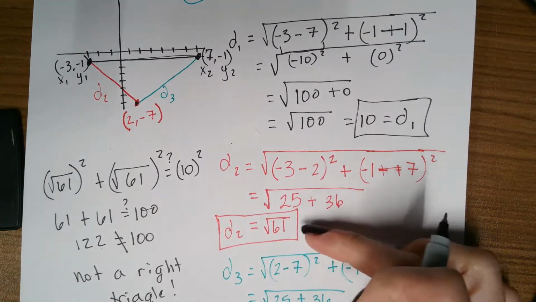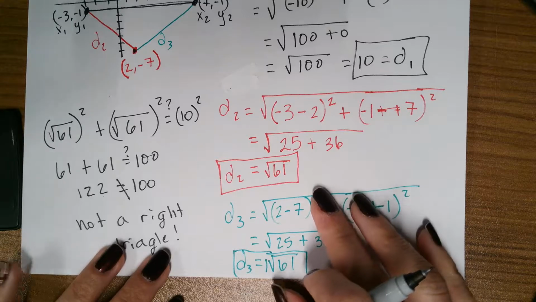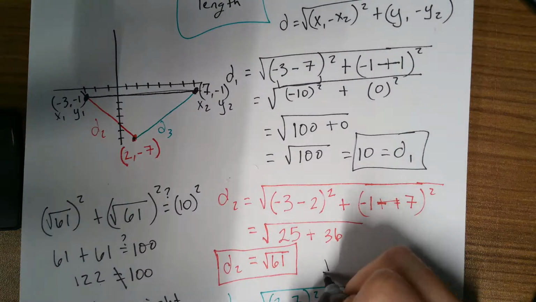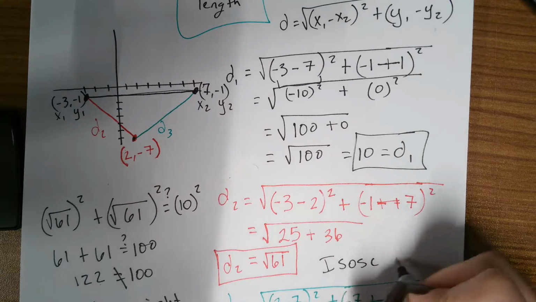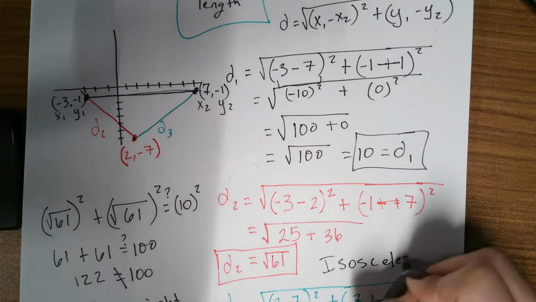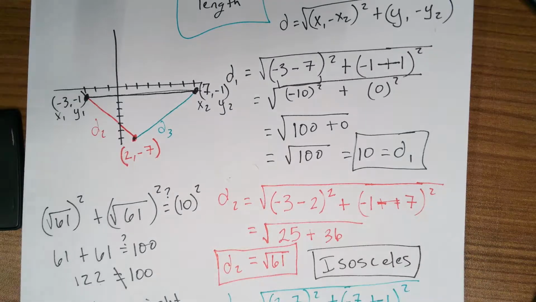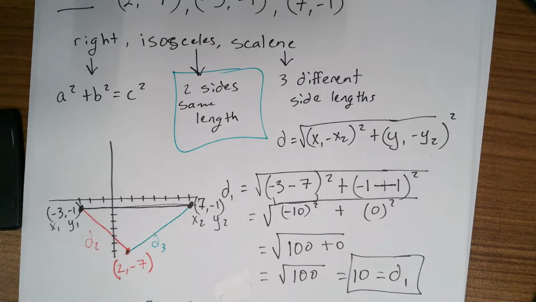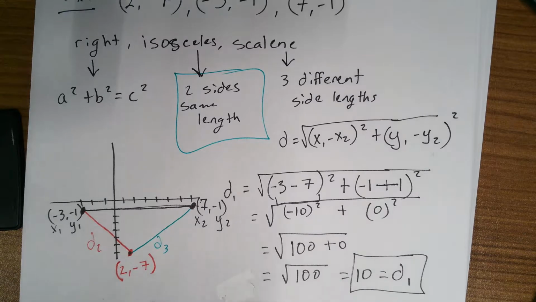So again, since these two side lengths, D2 and D3, are the same, then it has to be isosceles. Pretty sure that's how you spell that. So I know it is an isosceles triangle just by looking at the side lengths. And so the second part of this question asks me what the area of the triangle is. So I'm going to come back over here. It gives us a hint and says if it's isosceles, then we need to use the midpoint formula.